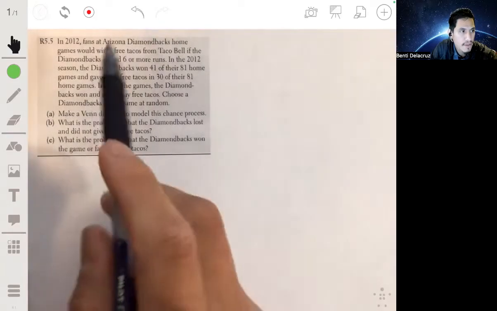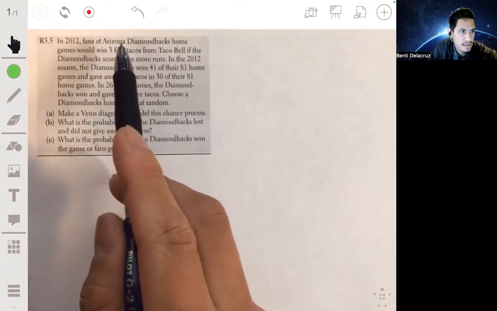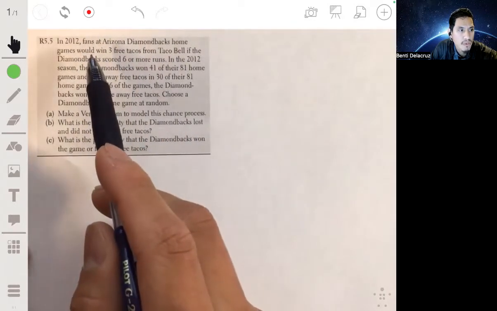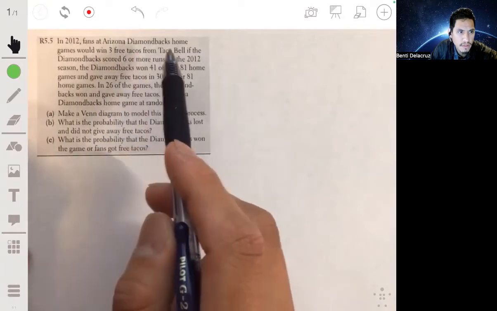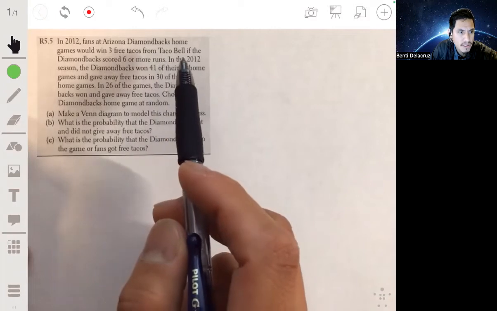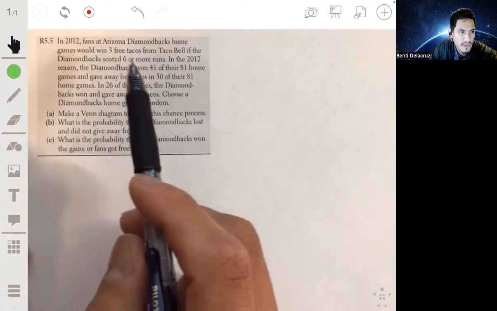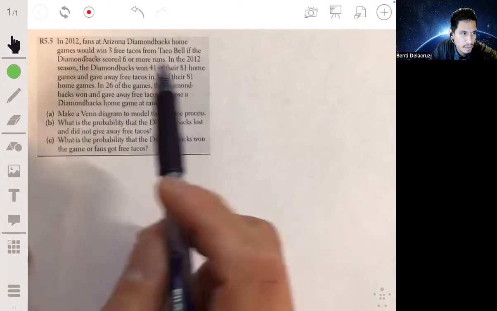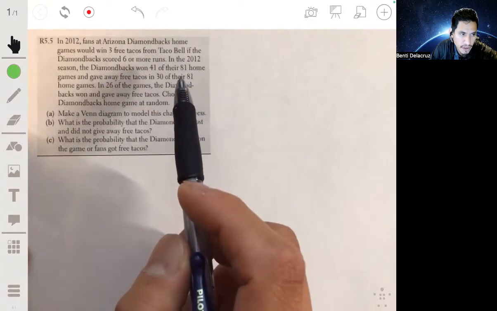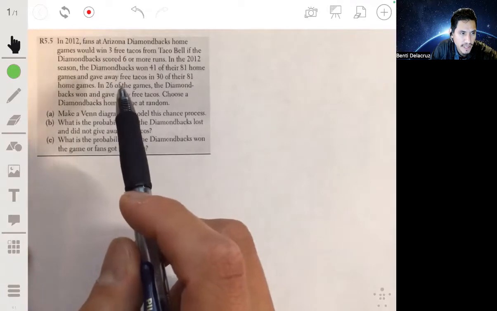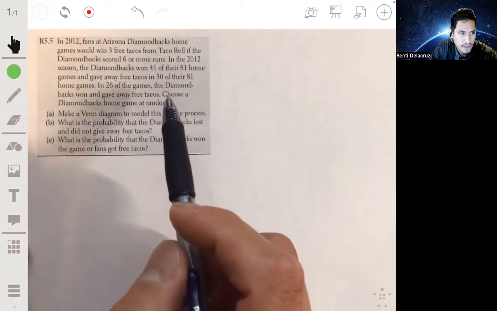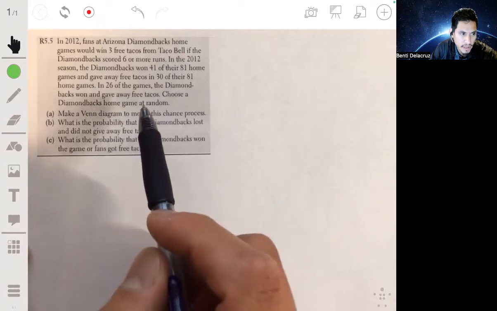Okay, so here we have that in 2012, fans of the Arizona Diamondbacks home games, so the baseball team, would win 3 free tacos from Taco Bell if the Diamondbacks scored 6 or more runs. In the 2012 season, the Diamondbacks won 41 of their 81 home games and gave away free tacos in 30 of their 81 home games. In 26 of the games, the Diamondbacks won and gave away free tacos. Choose the Diamondbacks home game at random.